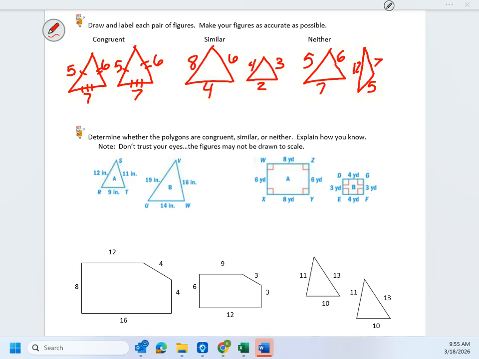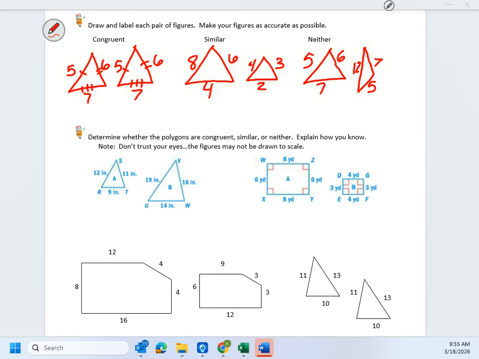Does that make sense? Okay, so the rest is going to be your work. Determine whether the polygons are congruent, similar, or neither. Explain how you know. Don't trust your eyes. The figures may not be drawn to scale. You must match up those corresponding sides, divide those fractions down, and see if each side divides down to the same number. Sometimes it's a whole number, sometimes it's a decimal, but that decimal needs to be the same for every side.